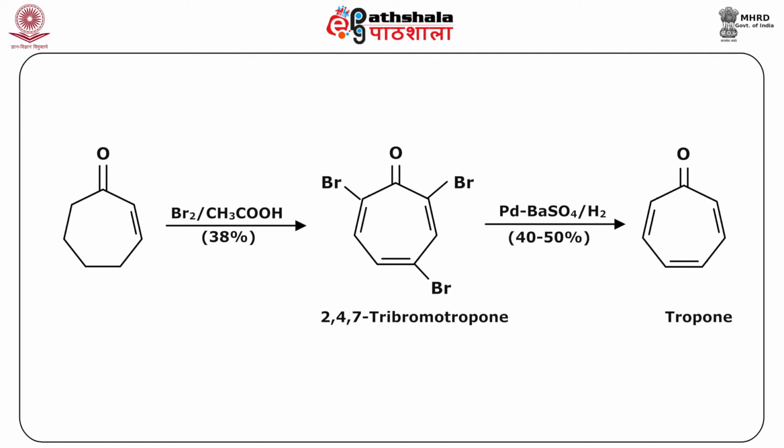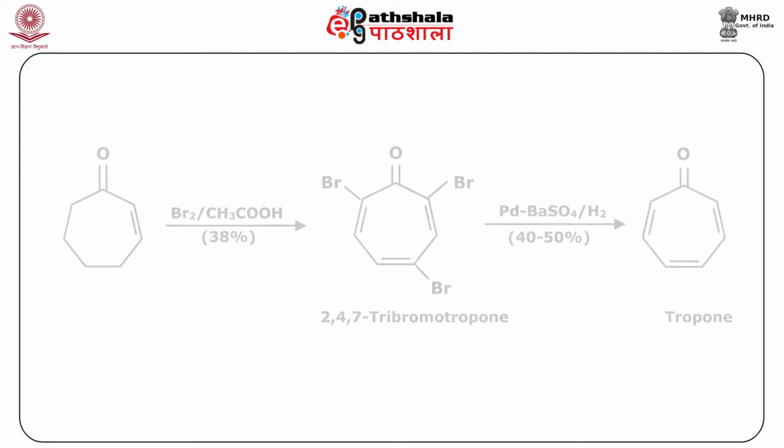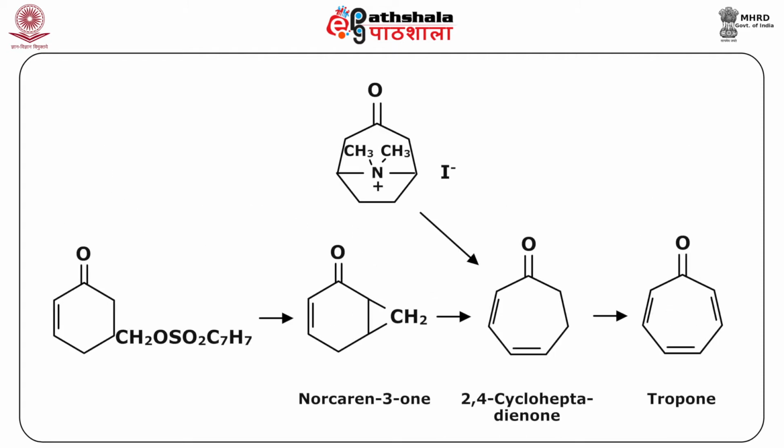The interruption of the reaction after the uptake of 3 molecules of hydrogen will provide tropone. As shown, incomplete hydrogenolysis has yielded 2,7-dibromotropone. So we have to first of all control the reaction conditions so that 3 molecules of hydrogen are taken up to get tropone. 2 routes have been described for the synthesis of tropone, in which 2,4-cycloheptadienone is a key intermediate.